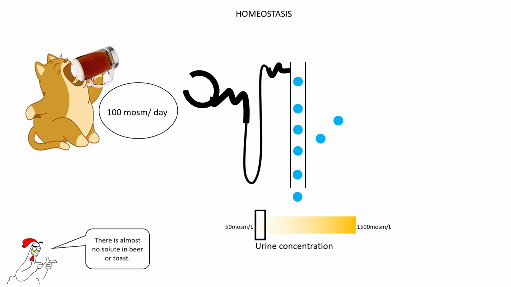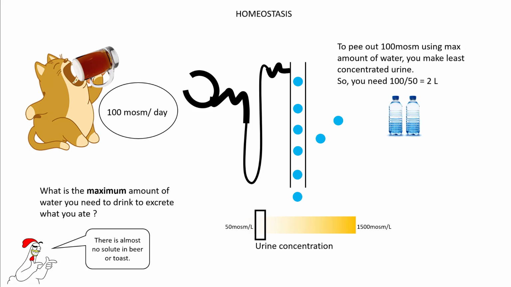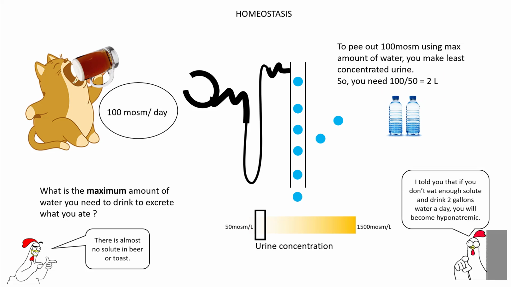In beer potomania, beer has almost no solute in it, and to pee out a very low amount of solute, for example in this case 100 milliosmoles, these guys just need 2 liters of water before they become hyponatremic. People who drink a lot of water have to keep up with their solute, otherwise they will become hyponatremic. Let's see if you can calculate the amount of solute that these persons need to eat to prevent hyponatremia if they drink 2 gallons of water. 2 gallons is 7.5 liters.